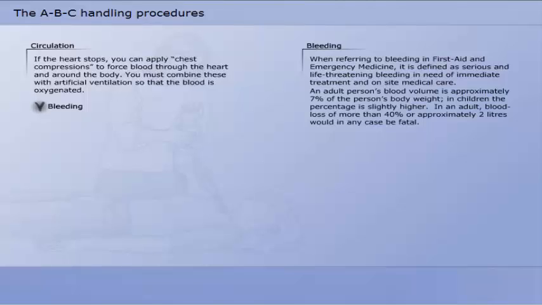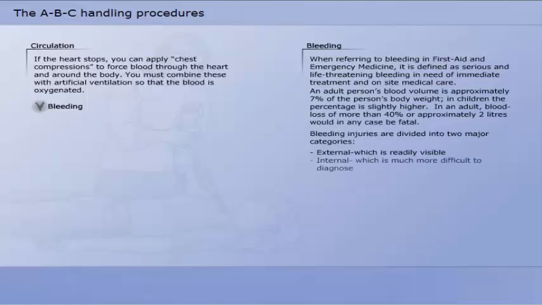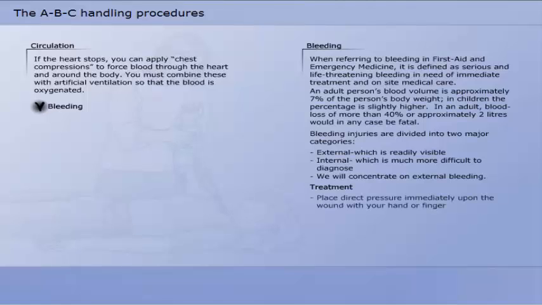Bleeding injuries are divided into 2 major categories: external, which is readily visible, and internal, which is much more difficult to diagnose. We will concentrate on external bleeding. To treat external bleeding, you need to place direct pressure immediately upon the wound with your hand or finger. If possible, elevate the injury. Lie the patient down. Place a pressure bandage directly over the bleeding. Prevent circulatory failure. Monitor the patient.